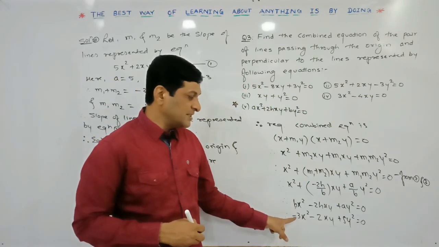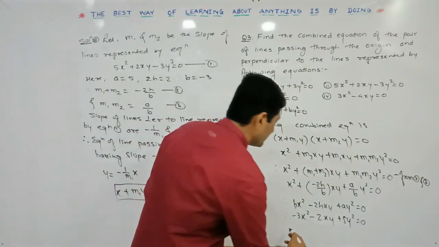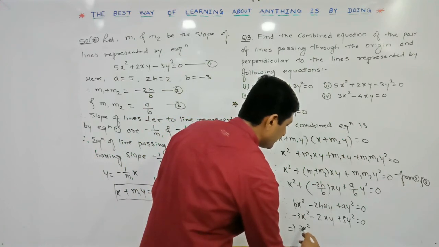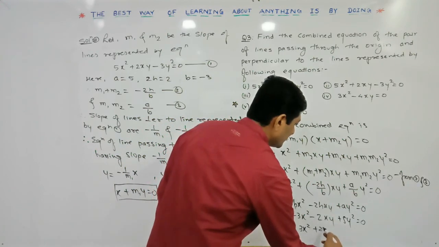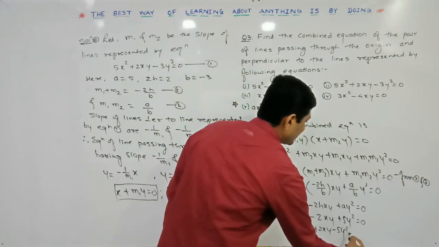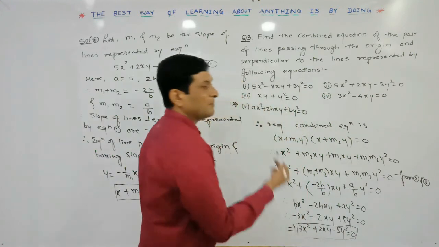Whenever writing an equation in the standard form, generally our coefficient of x square is positive. So to remove this minus, I am multiplying both sides by minus. If I multiply both sides by minus, what will we get here? 3x square. Here what will we get? Plus 2xy, and here we will get minus 5y square is equal to 0. In this way we have got our required combined equation.